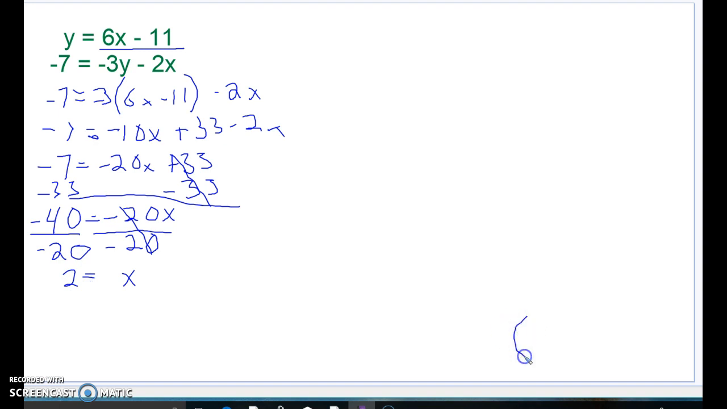We will write this as a point. X comes first. We have this 2. We have not solved for y yet. So we can now plug this value of 2 in for x in either equation. I'm going to plug it into that first equation of y is equal to 6x minus 11. So that means we're going to end up with y is equal to 6 times 2 minus 11, and we're just going to solve from here.